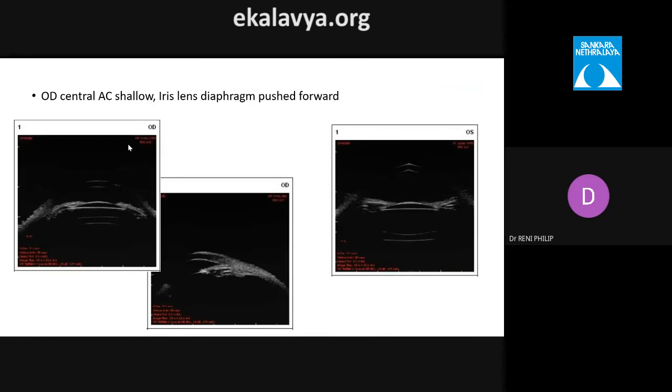So this was the image of the patient. As you can see in the UBM pictures of the right eye, you can see a central shallowing as well as peripheral shallowing, and the lower picture shows anterior rotation of the ciliary process. The extreme right picture shows a deeper central anterior chamber in the left eye, which is not affected by this.